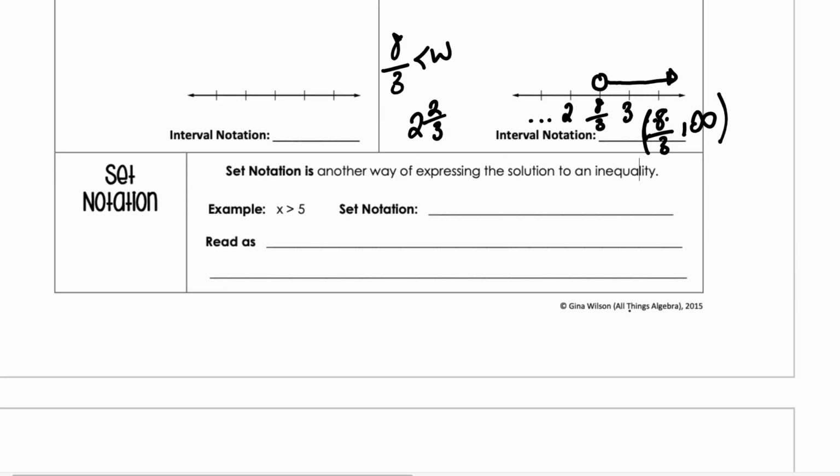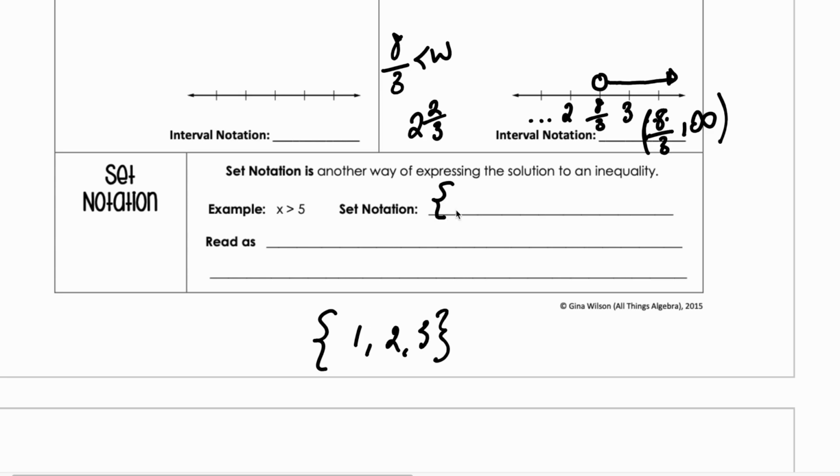All right, another thing that you should be somewhat familiar with, and we're not going to use it a ton right now, is set notation. So set notation is another way of expressing the solution of an inequality. You may be familiar where you see a set of numbers and they have these squiggly brackets, and you might have, let's say, 1, 2, 3 inside the set, for example. Well, you can do the same thing when you're using it for inequalities, except it's a little bit different.